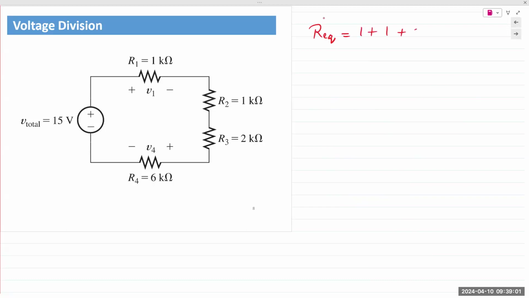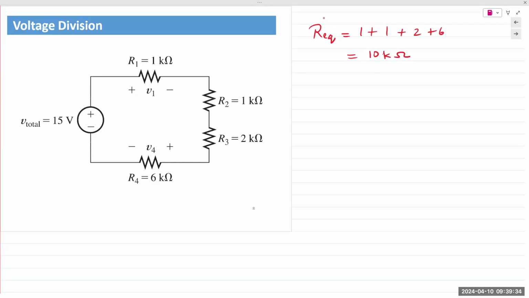Simply 1 plus 1 plus 2 plus 6. 10, not volts, 10 ohms. Now, yes? Sorry, what? Oh, yeah. Thanks for pointing that out. Yes. That's something I point out to students all the time. Don't forget the unit prefix. 10 kilo ohms.